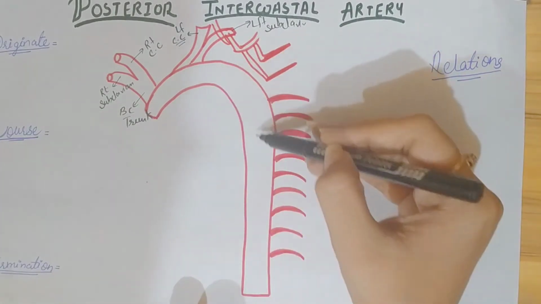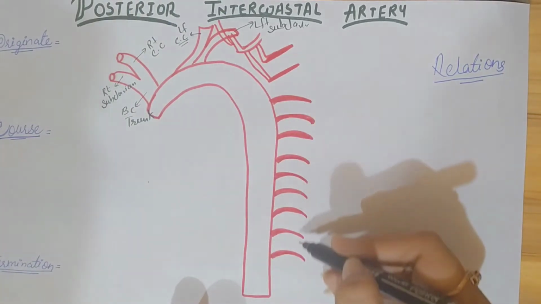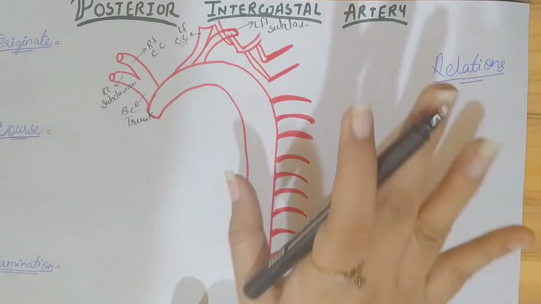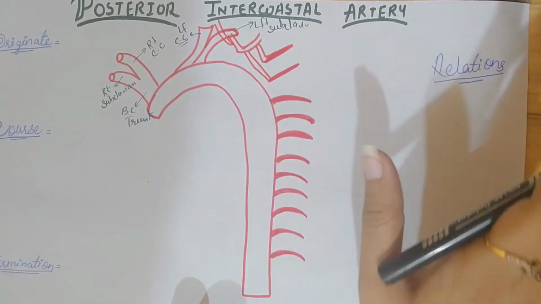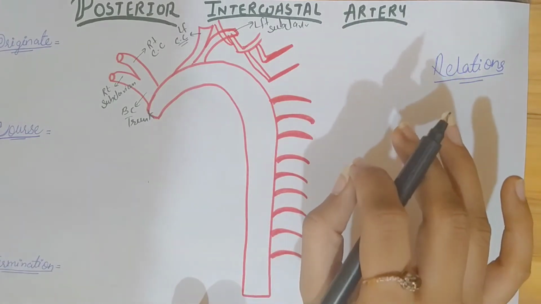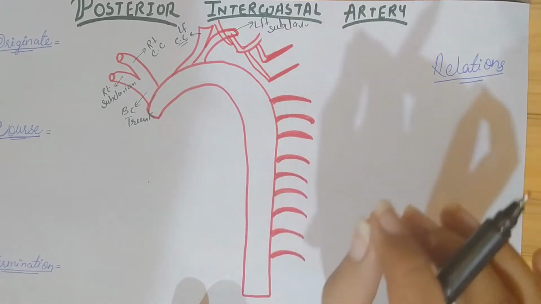Now coming upon the descending aorta. From the descending aorta, we are getting these posterior intercostal arteries. There are total 11 posterior intercostal arteries, as there are 11 intercostal spaces. Right? There are 12 ribs and 11 intercostal spaces.